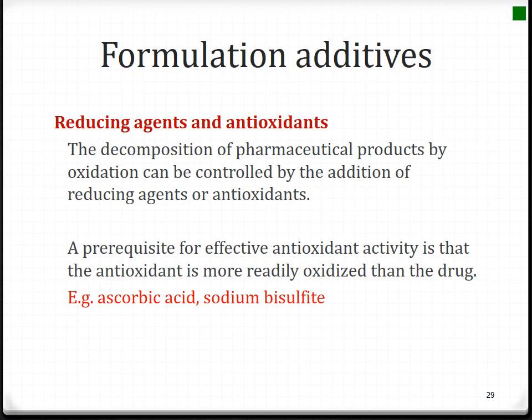Drugs can often be degraded by oxidation. Therefore, reducing agents or antioxidants may be added to slow down the oxidation process. Antioxidants are compounds that are easily oxidized, so they get oxidized sacrificially instead of the drug. Common antioxidants include ascorbic acid and sodium bisulfite.